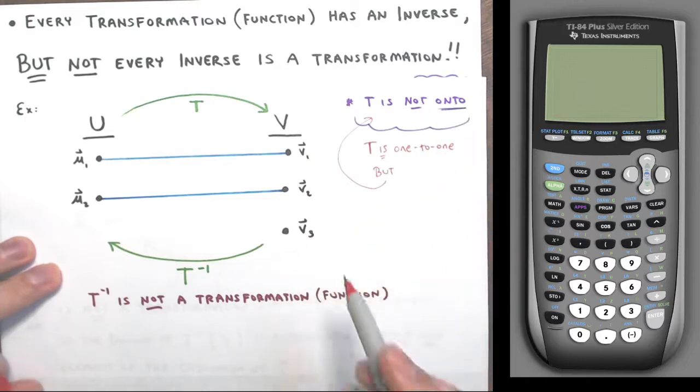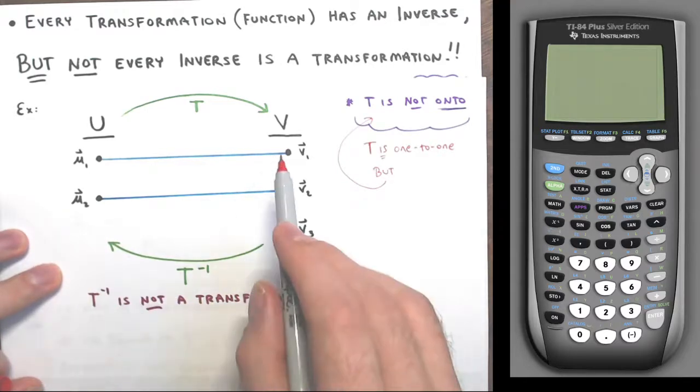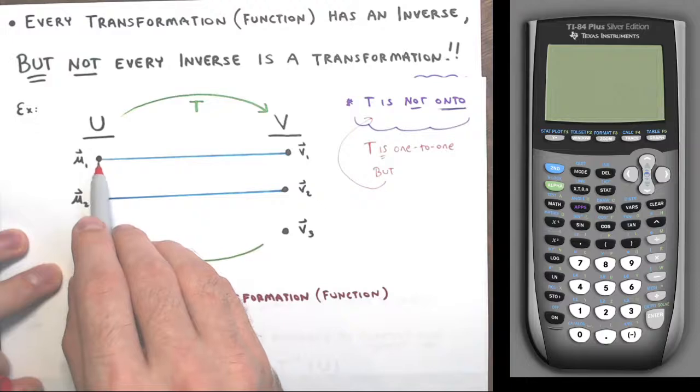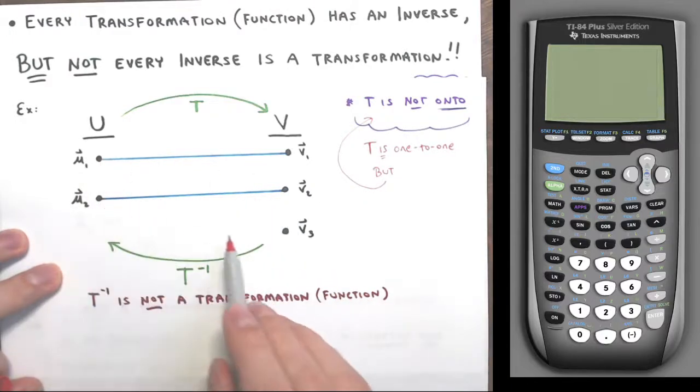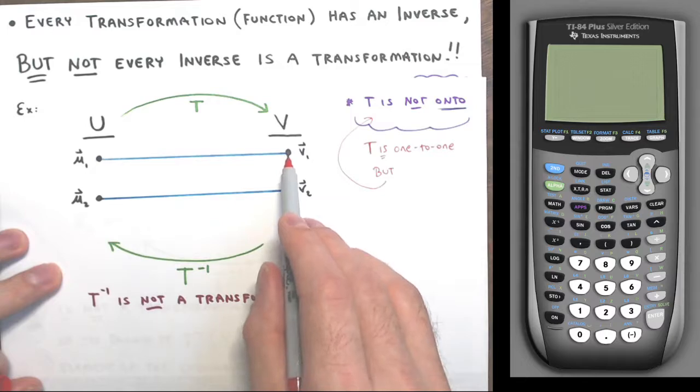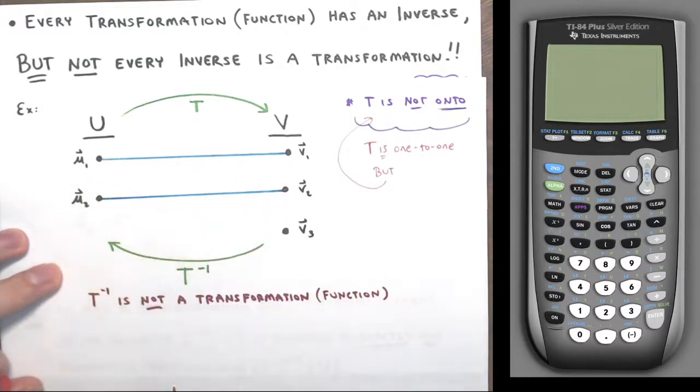Now look at the reverse mapping. All right, let's go from V to U. Well, V1 maps to U1. V2 maps to U2. So far so good. Every element of V is mapping to exactly one element of U, so it's looking like a transformation so far.